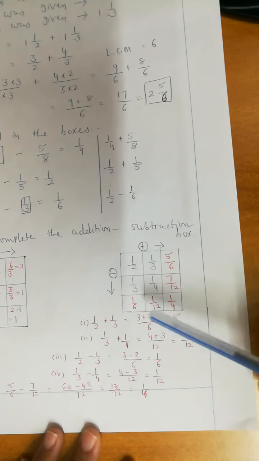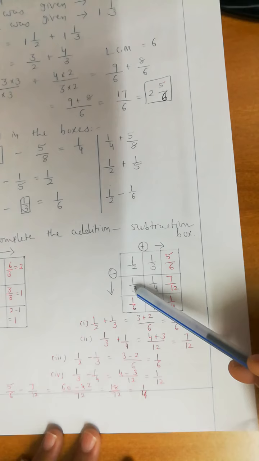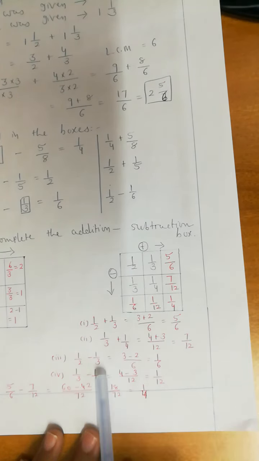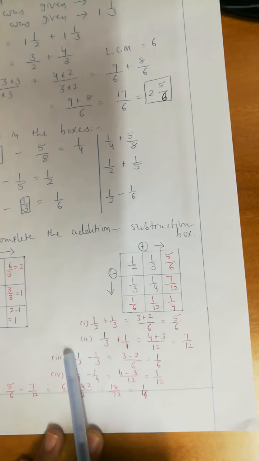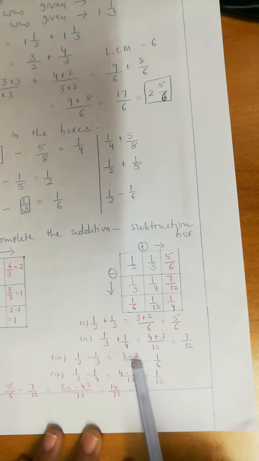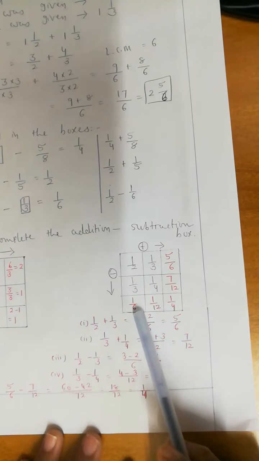Now subtract 1 upon 2 minus 1 upon 3. Here also do the cross multiply. 3 ones are 3 minus 2 ones are 2 upon 2 threes are 6. 3 minus 2, 1 upon 6 is your answer.